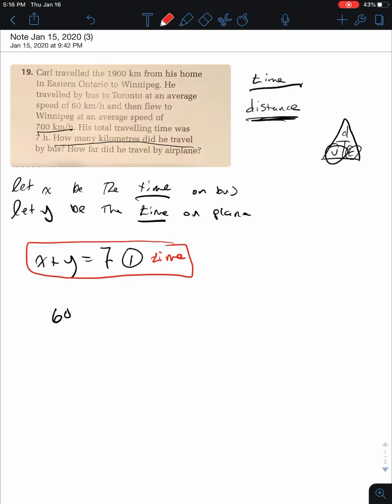Okay, so what are our let statements here? I would make your let statements go around time. So x be time on bus, y be time on plane. And then when you just add them together, you know the total trip was 7 hours. So that's an easy equation.